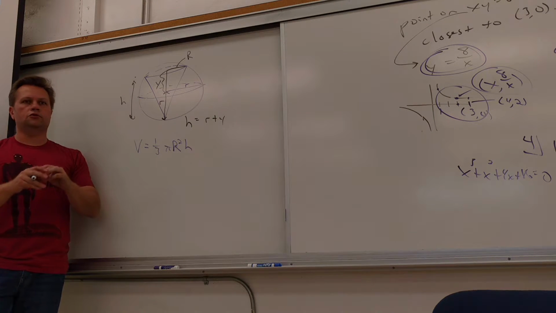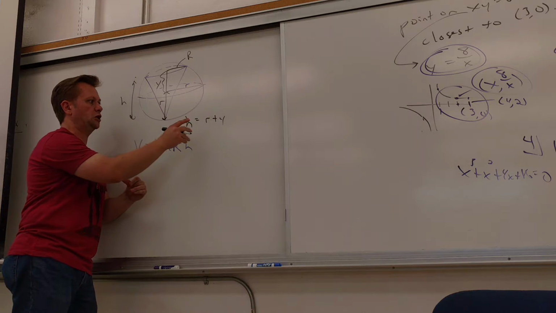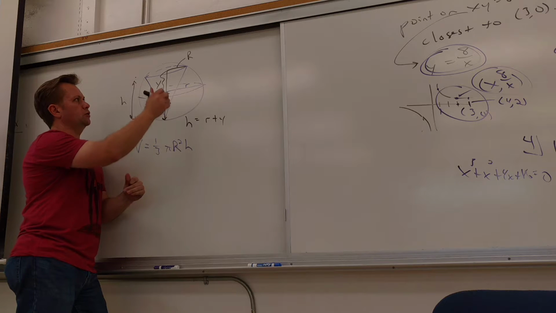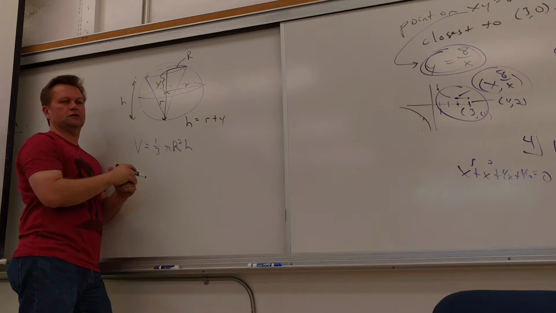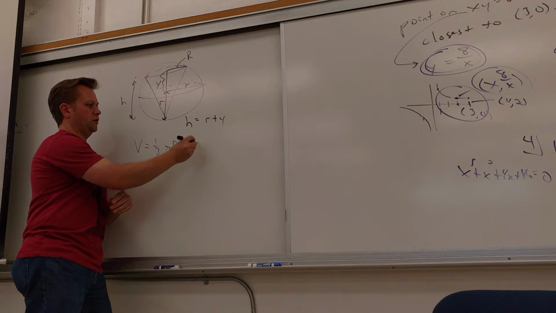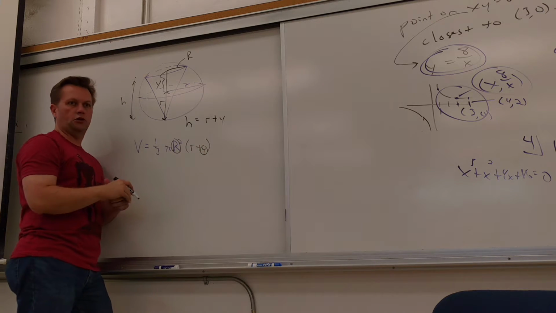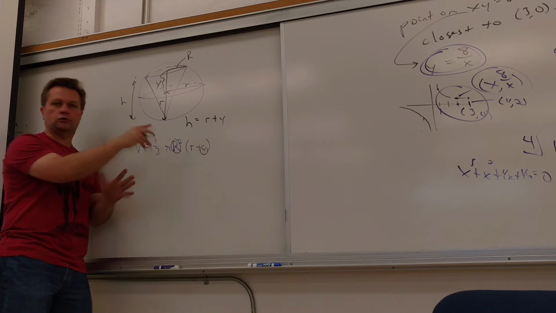So what can I use here to help me get now I need a relationship between all these things. So I don't have H anymore, I have R plus Y. So if I can get a relationship between big R and little y, I can replace one of them.